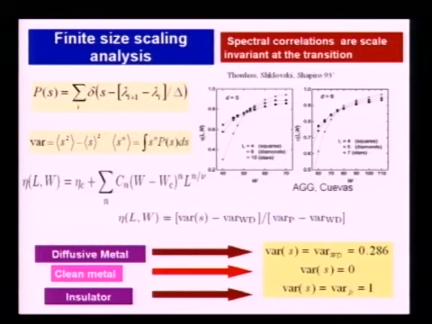Then what you do is the following. We know that for a diffusive metal, this variance should be some value, from random matrix theory. If the metal is clean, it should be 0. In the case of an insulator, it should be 1. For the Anderson model, you compute this eta for different disorder, and then look for a critical point, in which it is scale invariant. This is the metal-insulator transition. On this side, as you increase the volume, it should go to the metallic regime. On this side, it should go to the insulator regime.